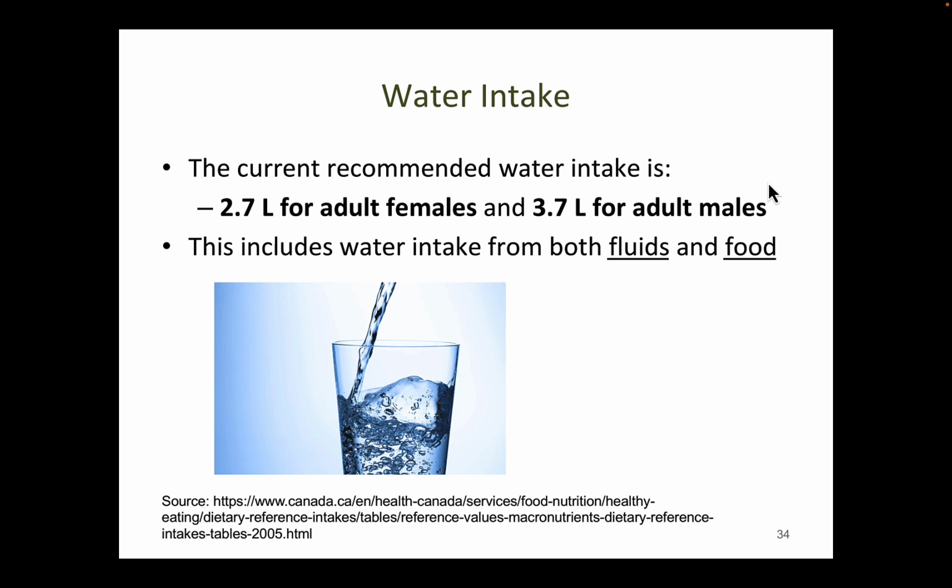So for water intake, the current recommended intake level is 2.7 liters for adult females and 3.7 liters for adult males. Importantly, this is water from both fluids and food. So it does not mean that you have to drink 2.7 liters of water per day. It means that if you are drinking some water, but also eating a lot of foods that have water, like fruits and vegetables, for example, for a total of 2.7 liters, then you should be fine.